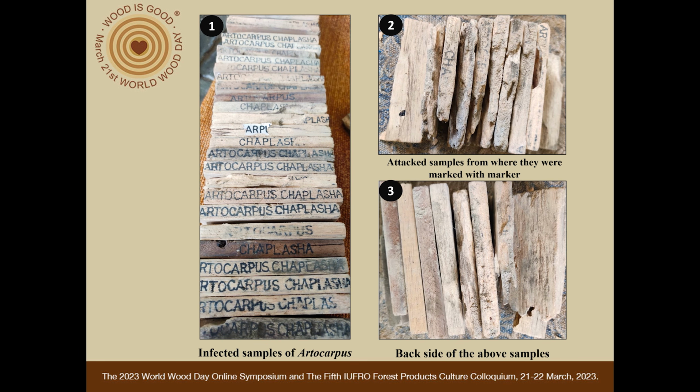In this slide, we can see the large number of separated infected samples of Artocarpus sharma, and we also observed that the samples were attacked from the side where they were marked with the marker. Therefore, we presume that the ink of the mark might have served as an attractant for the termite. The third picture illustrates the backside of the above sample, and here it could be seen that the samples are in a better state than they are in the second picture.